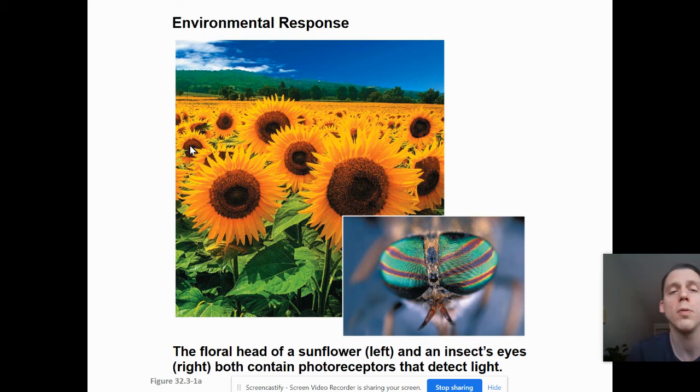And similarly, an insect eye or our eye are going to have photoreceptor cells as well that can detect light. So even though the photoreceptors in plants and the photoreceptor cells in animals are very different, we have responded in a similar way to an environmental challenge, knowing when it's light.